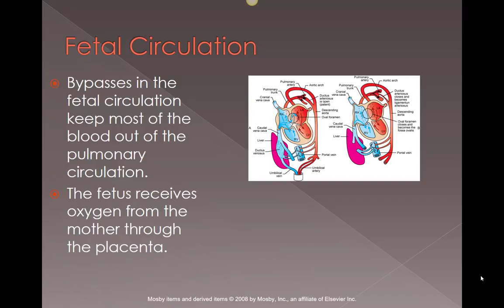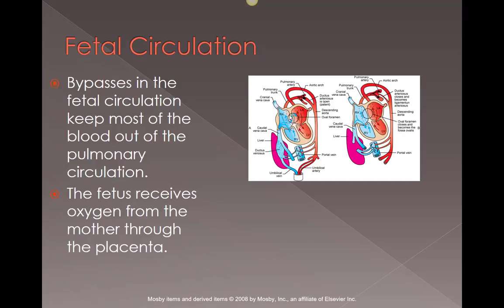So, if you remember when we were talking about systemic versus pulmonary circulation, fetal circulation is a little bit different. We still have systemic circulation, but instead of having pulmonary circulation, we now have placental circulation. And so there's a couple of things uniquely different as we look here at the heart in the fetus.